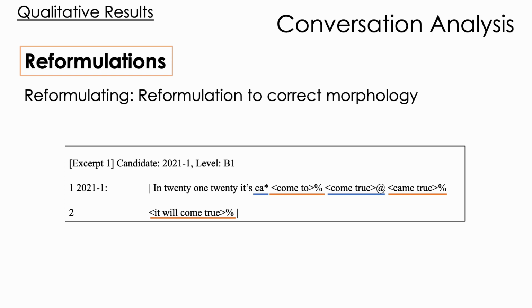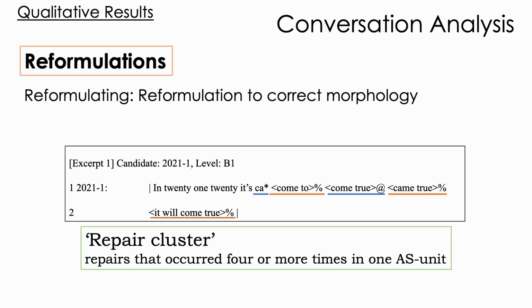It is interesting that this use of a series of repairs was common amongst B1 candidates. I named this a repair cluster and defined it as repairs that occurred 4 or more times in one AS unit. So this repair cluster may be a common feature of B1 speakers.